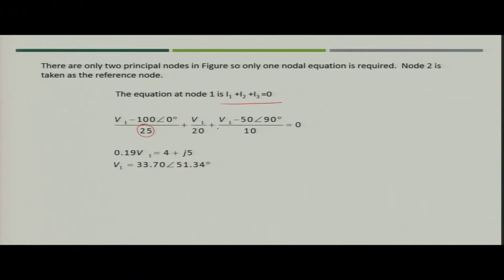Now, if you solve, what will you get? You will get the value of V1 as 4 plus J5 divided by 0.19, and if you simplify, you will get the value of V1 as 33.7 with angle 51.34.